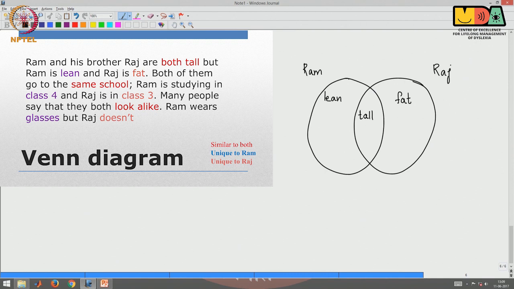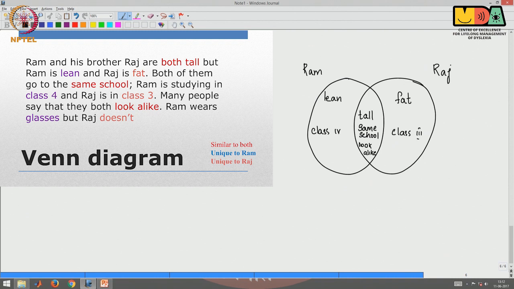Both of them go to the same school. So, that is common to both. So, I am just going to write same school. Okay. Ram is studying in class 4 and Raj is in class 3. So, I put here class 4 and here class 3. Many people say that they both look alike. That is again a common characteristic to both Ram and Raj. So, I would put it in between. I can say look alike or they resemble each other. So, they look alike.